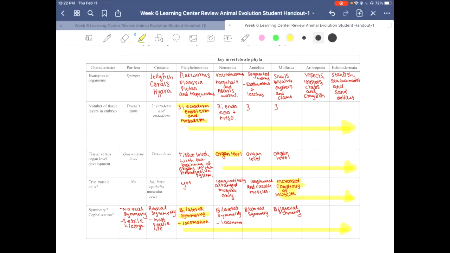Question says, does it matter that in echinoderms the adults are radially symmetrical? Yeah, I think that's good to know. Yeah, that's a good point. I would know that fact. I can write it here too.